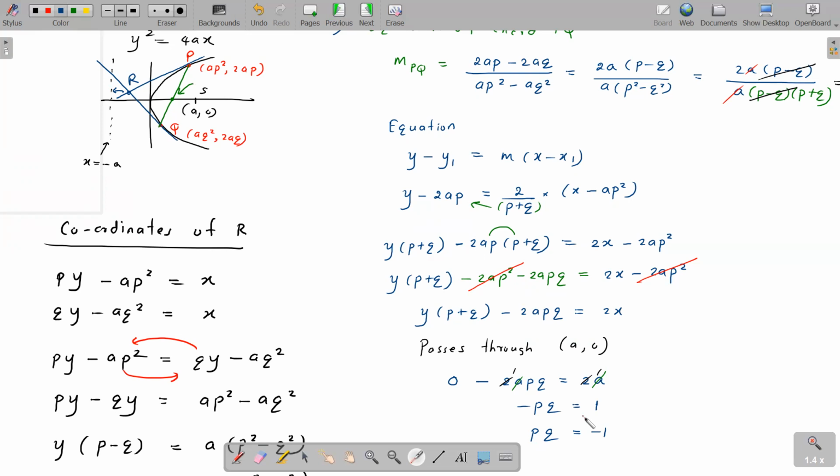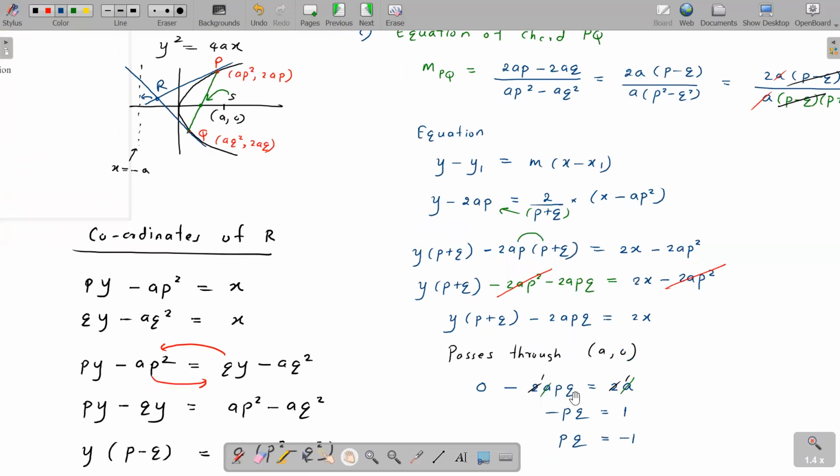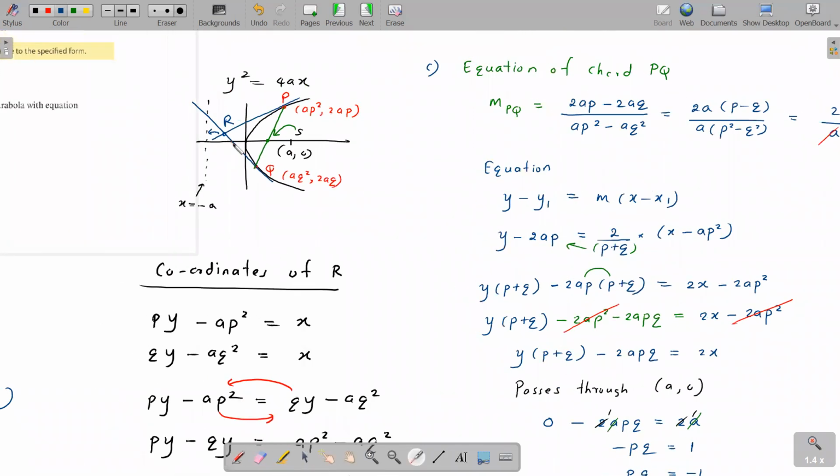What am I trying to do here? I'm trying to find what? Now I found the chord PQ. I know it passes through the focus. So I input them and I got this kind of relationship. What's the end goal? The end goal is to find the locus of R, right? How is this R behaving? When PQ changes, how the R will behave. Okay, so that's what we want to do.